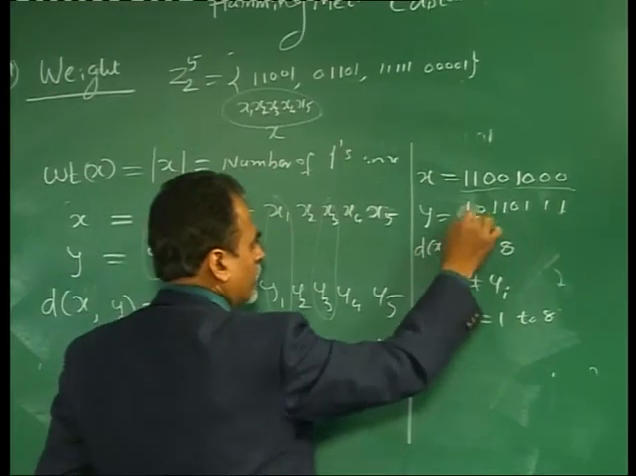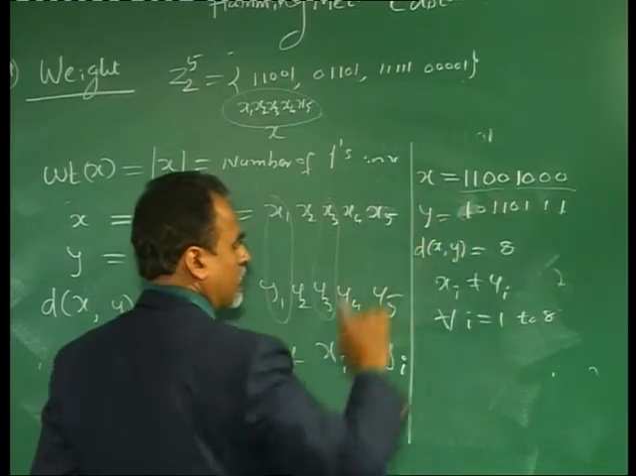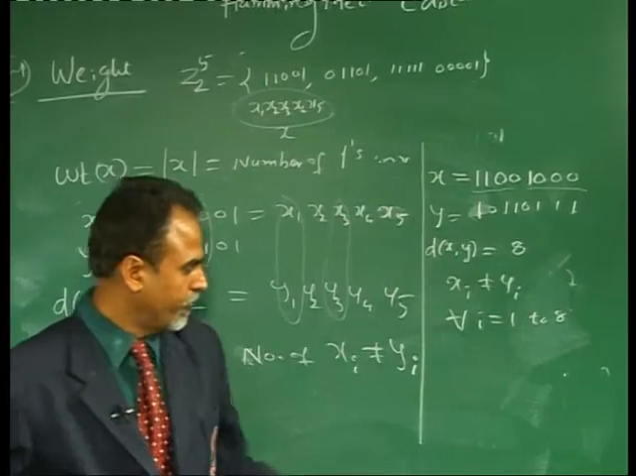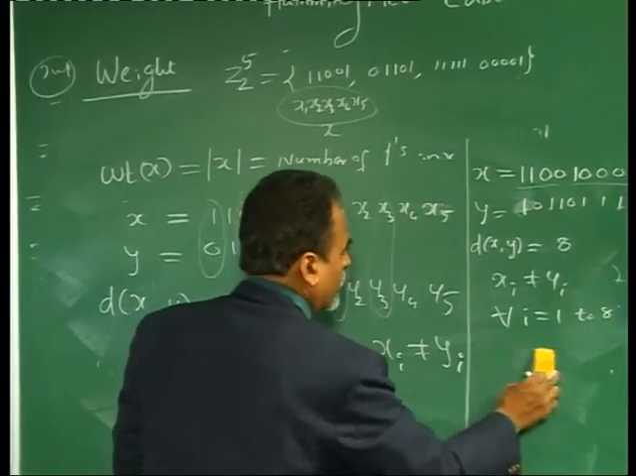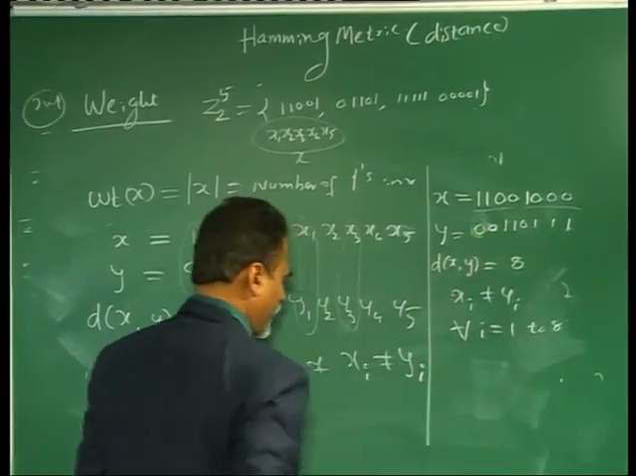1 to 8. If I make one place the same, this becomes 7. If I make one more the same, it becomes 6. If I make all the same, it becomes 0. So this weight difference can be 0. That is, distance can be 0 also. So in this case it is 8.